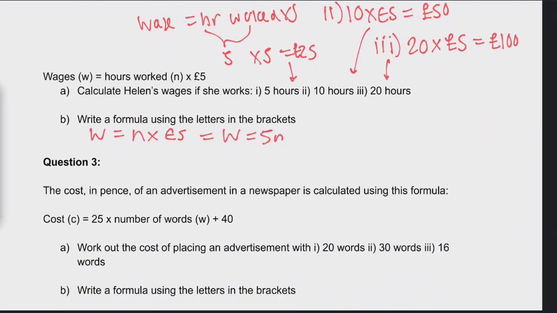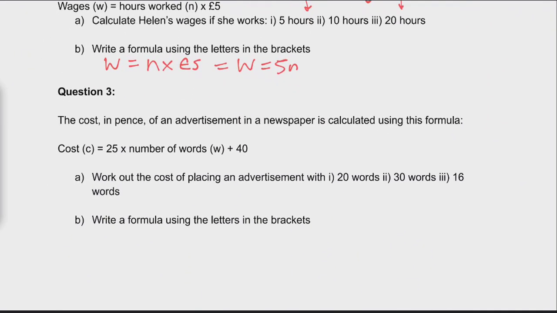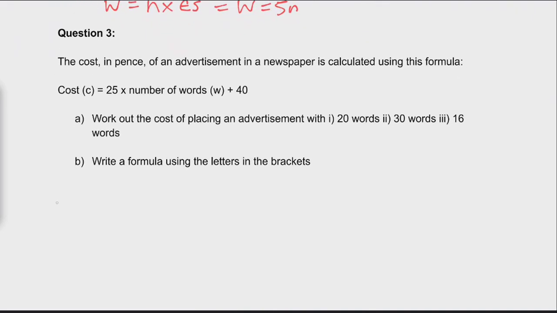Okay, so now let's get on to question 3, the final question. The cost in pence of an advertisement in a newspaper is calculated using this formula. Cost, C, equals 25 times the number of words, W, plus 40. Work out the cost of placing an advertisement with 20 words, 30 words, and 16 words. So let's first think about 20 words. Cost is equal to 25 times however many words we've got, 20, plus 40.